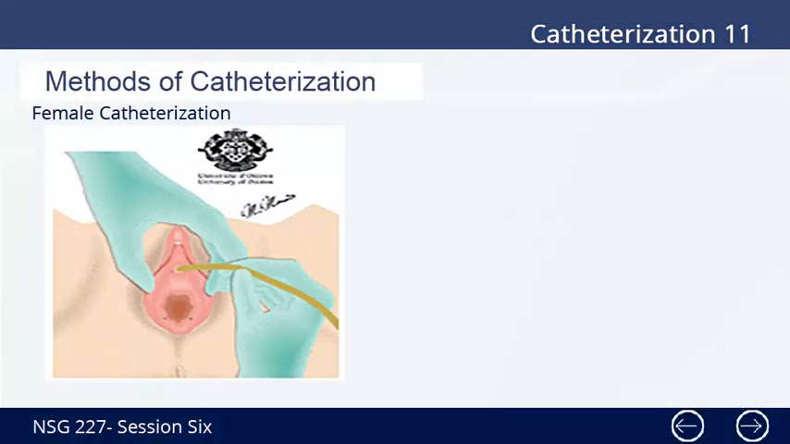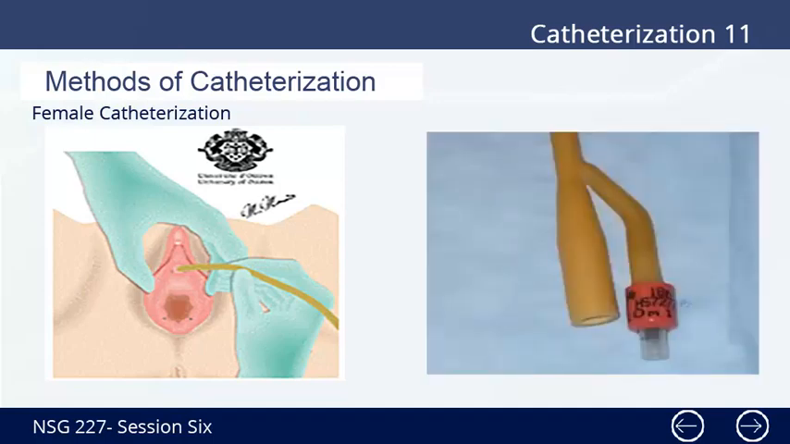Female catheterization. Implementation, nursing action, and rationale. 1. Explain the procedure to the client and the purpose of the procedure. By understanding the necessity of the procedure, the client becomes more cooperative.